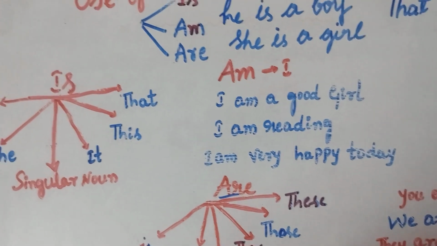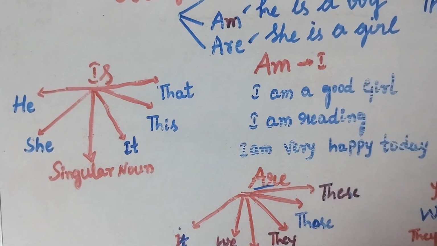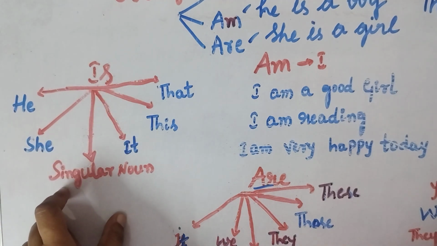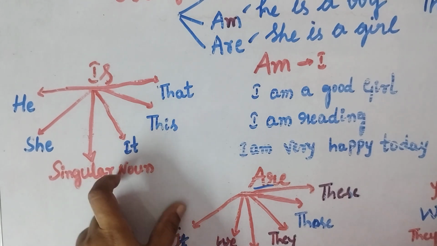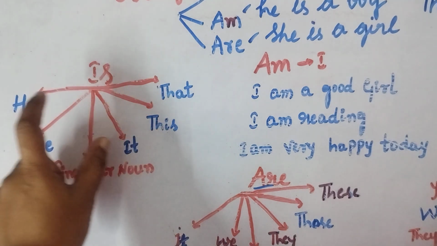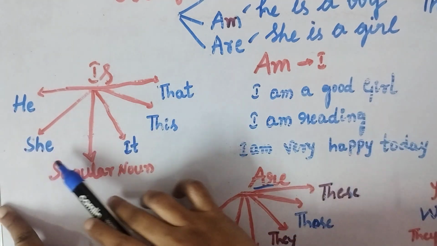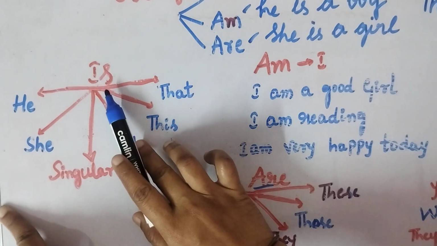So, like that we have to use is, am and are. Okay. Is is used where we have a singular noun. Where we observe a singular noun, in that place we have to use is. Third person singular nouns are he, she, it, this, that. In those places we use is.